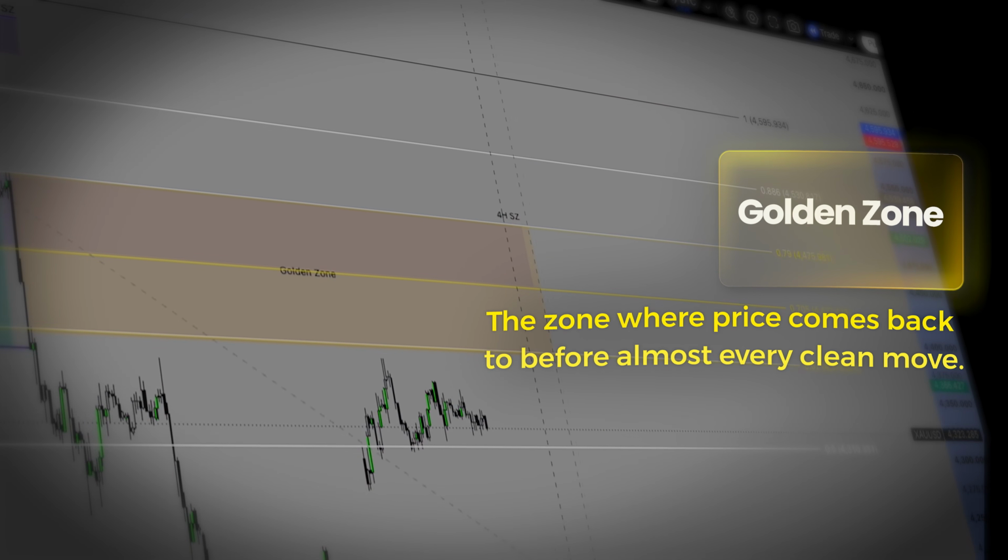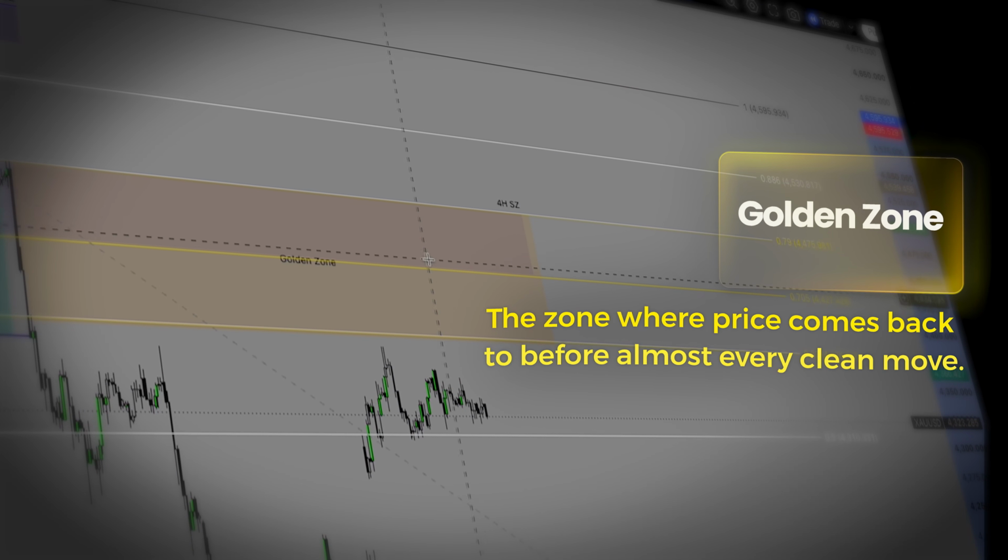This is the golden zone. The zone where price comes back to before almost every clean move. The zone where I take almost every trade I enter. But knowing the zone is one part of the equation. You have to know how to take trades from the zone. These two things I'll be teaching you in this video.